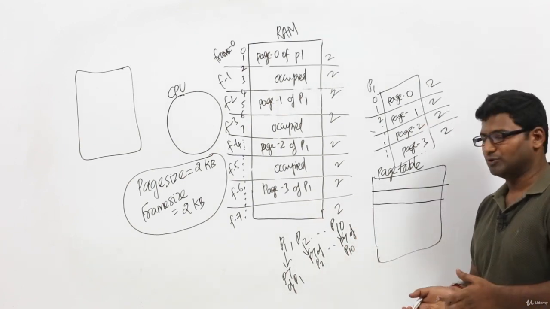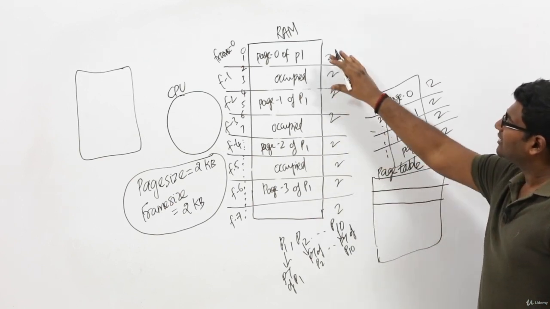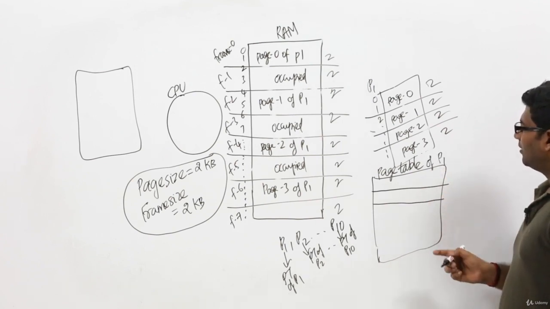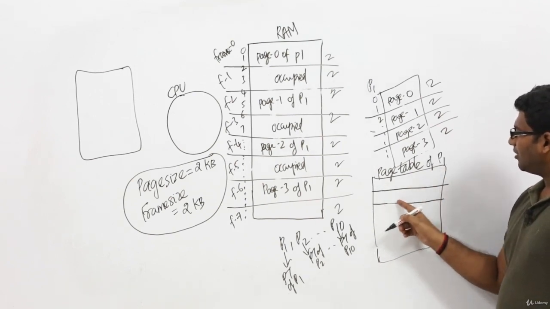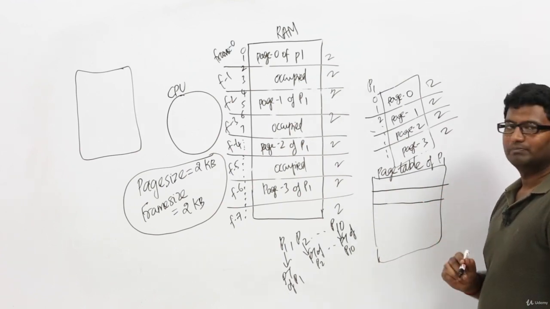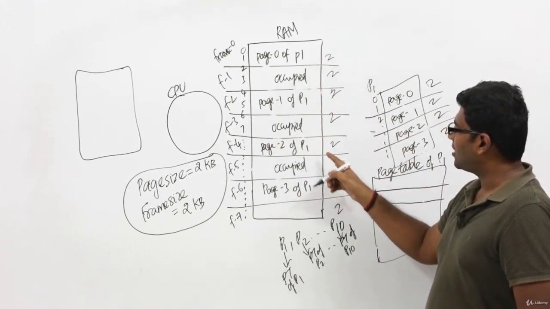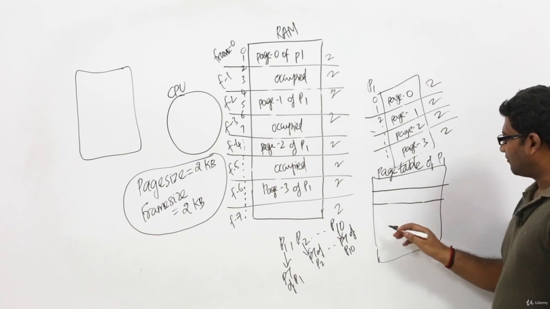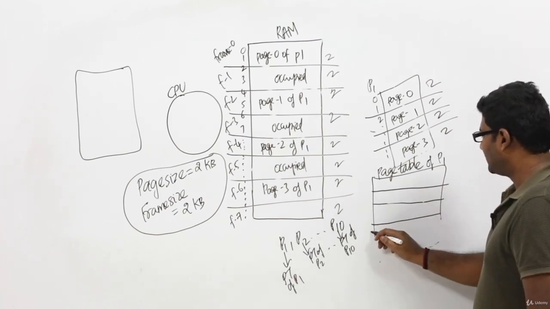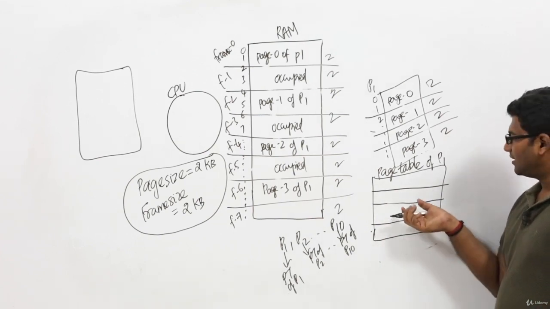So for every process, this is very important, people generally get confused. For every process we maintain a page table, and so for process P1 we should definitely have maintained a page table. This is the page table of P1. Now the number of entries in the page table of P1 will be equal to the number of pages of process P1. See, process P1 has been divided into 4 pages, 1, 2, 3 and 4, and so we will have exactly 4 entries in the page table of P1.